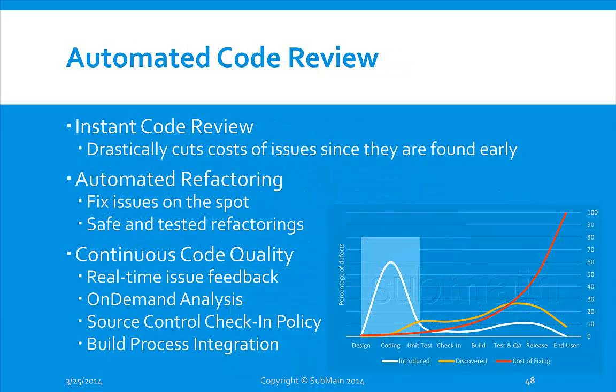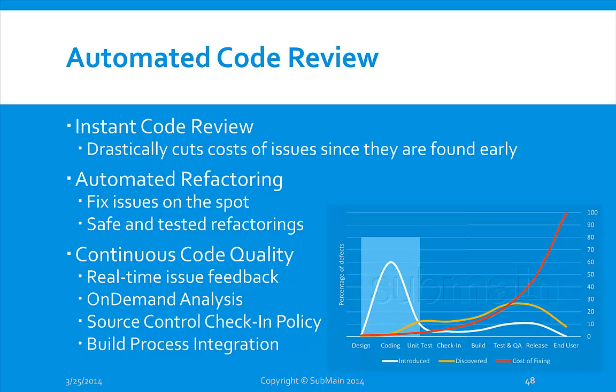So the automated code review, the instant code review dramatically cuts the costs of doing coding standards. And we're back to a similar diagram as I showed you in the beginning. The cost of fixing problems in the design coding phase, as opposed to when it gets to the end user. CodeIt.Right fixes these issues right on the spot. It's safe and tested refactorings.